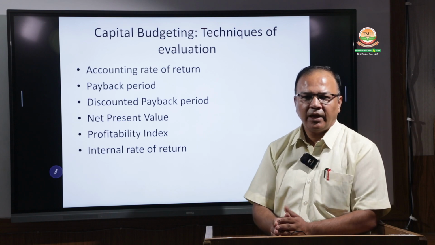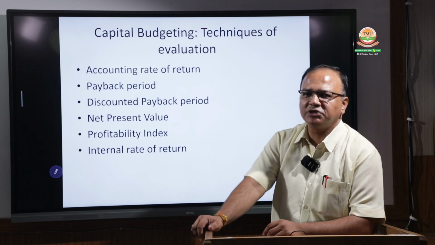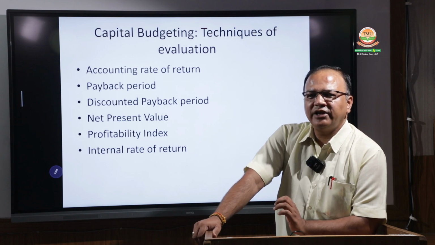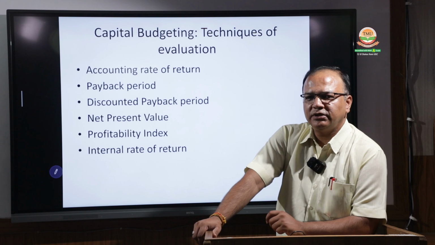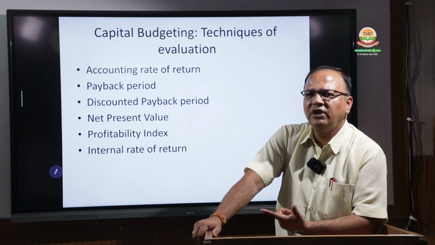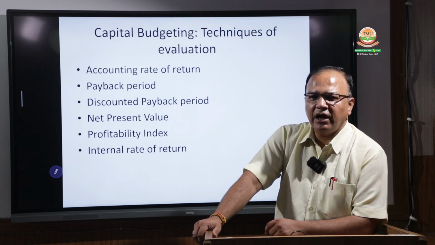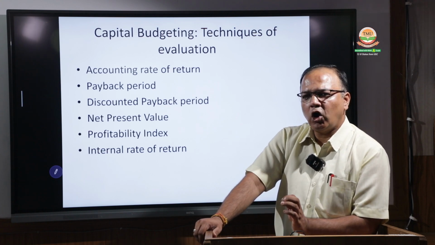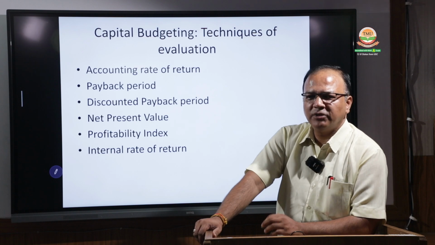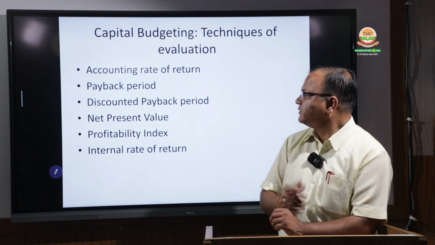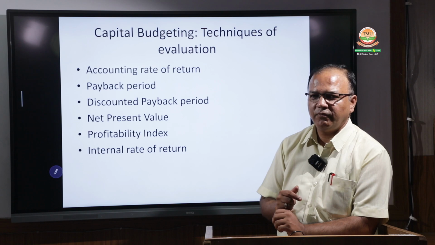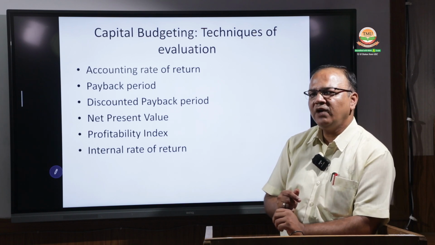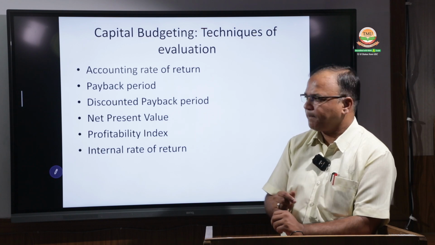For example, an organization wants to purchase a machinery, and the organization has around 5 to 10 options. It has to select only one. Then how can the organization select the optimum machinery? There are different techniques. With the help of these techniques, the organization can find out the best one.